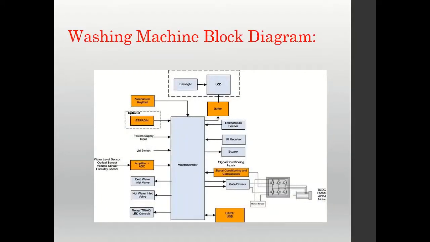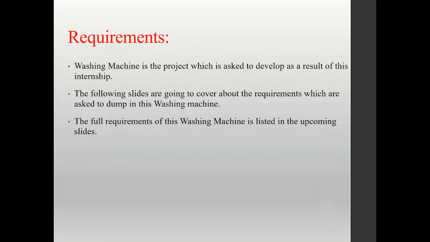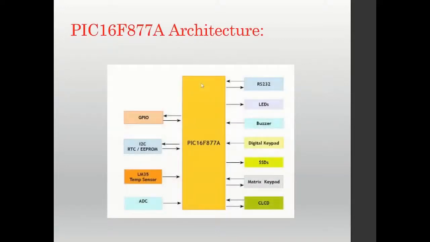A washing machine system contains a microcontroller, buzzer, LCD, mechanical keypad and other components, as you can see in this slide. The following slides represent the components that are used in this project. In this project, I have used a PIC16F877A microcontroller. This slide shows the architecture of it. It has a buzzer, LEDs, digital keypad, CLCD display and so on.